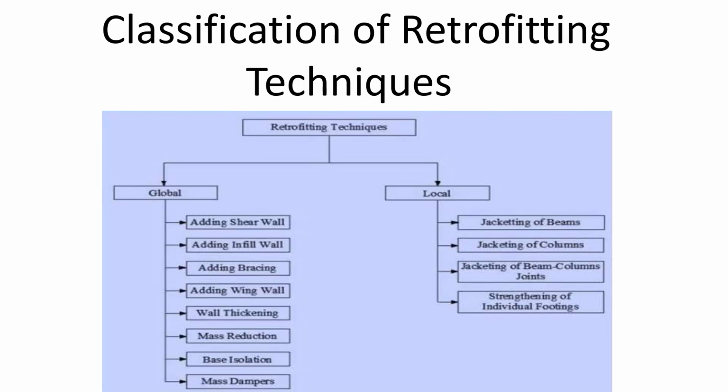Classification of retrofitting techniques. Retrofitting techniques are classified in two categories. The first one is global technique and the second one is local technique. The first one contains adding shear wall, adding infill wall, adding bracing, adding wing wall, wall thickening, mass reduction, base isolation, and mass dampers. And the second one contains jacketing of beam, jacketing of column, jacketing of beam and column, and strengthening of individual footings.